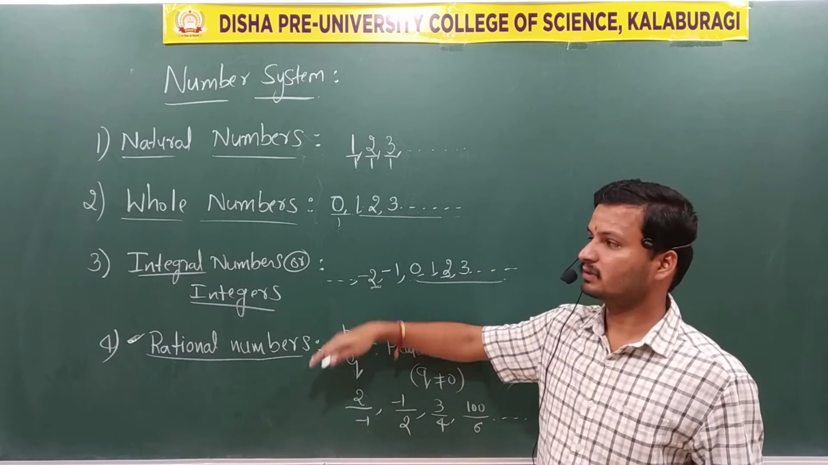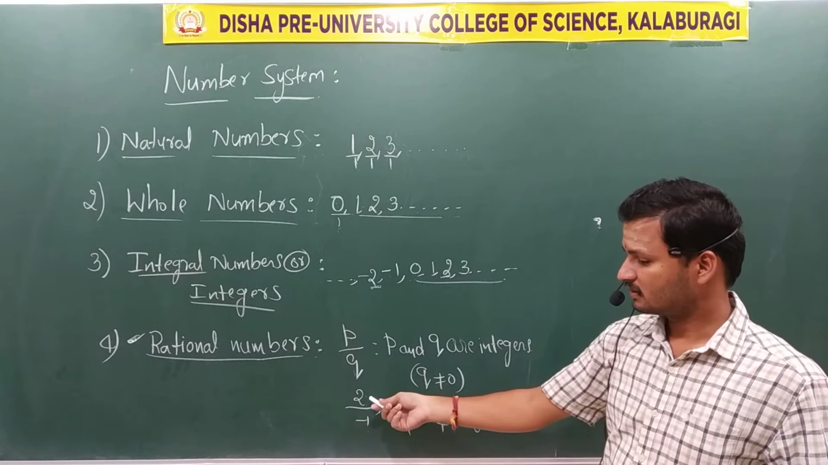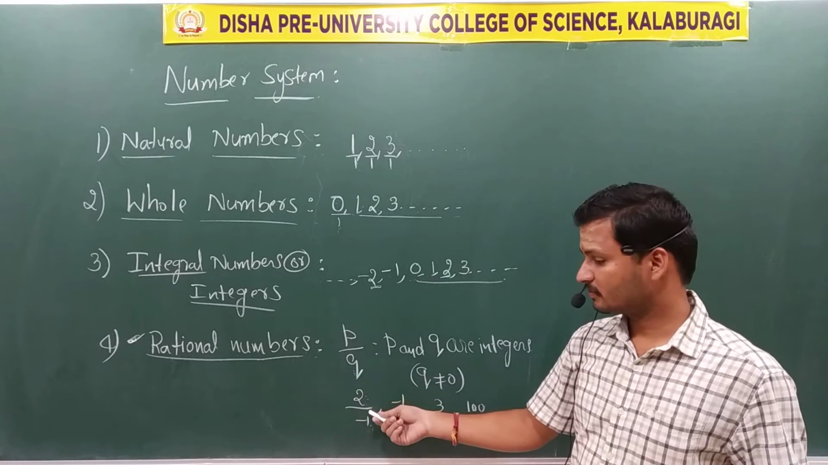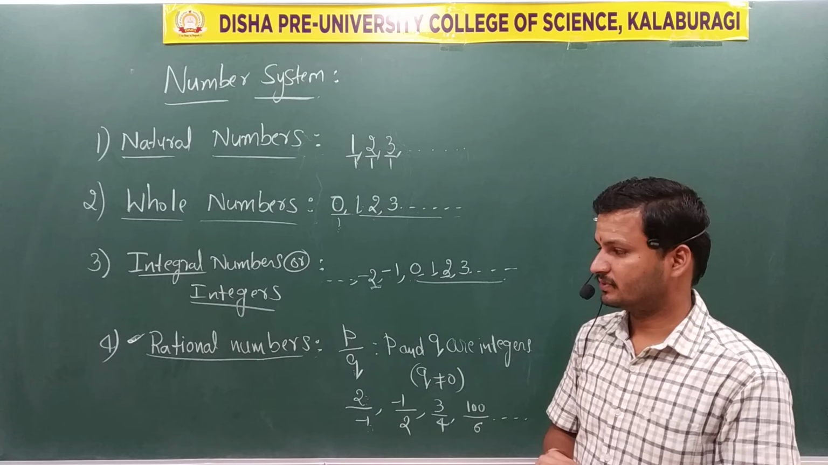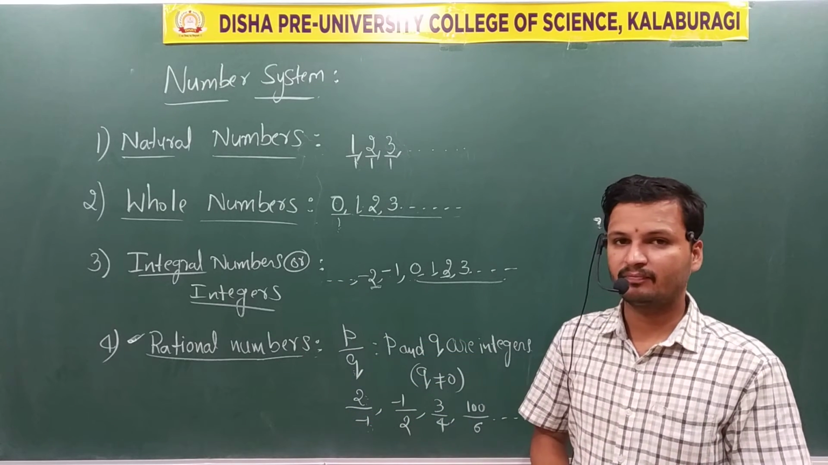But all rational numbers need not be whole numbers. Because again see this 2 by -1. It is a rational number, but -2 is not a whole number. Is it clear? Yes.